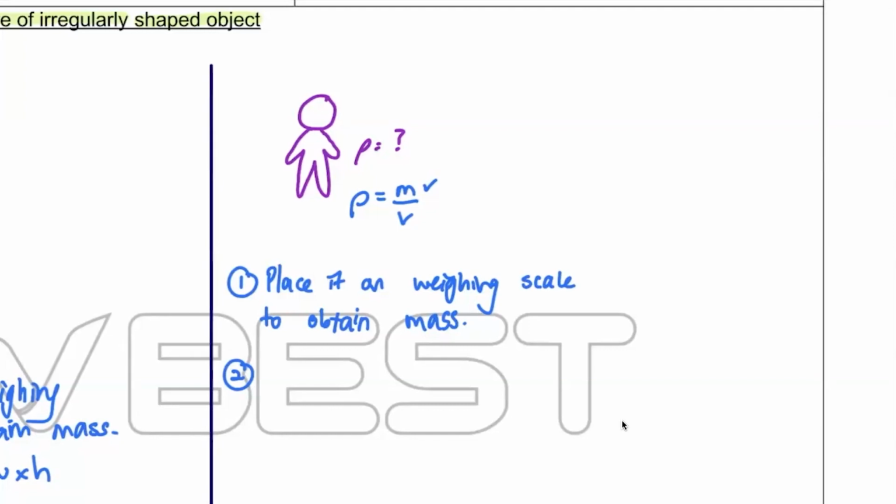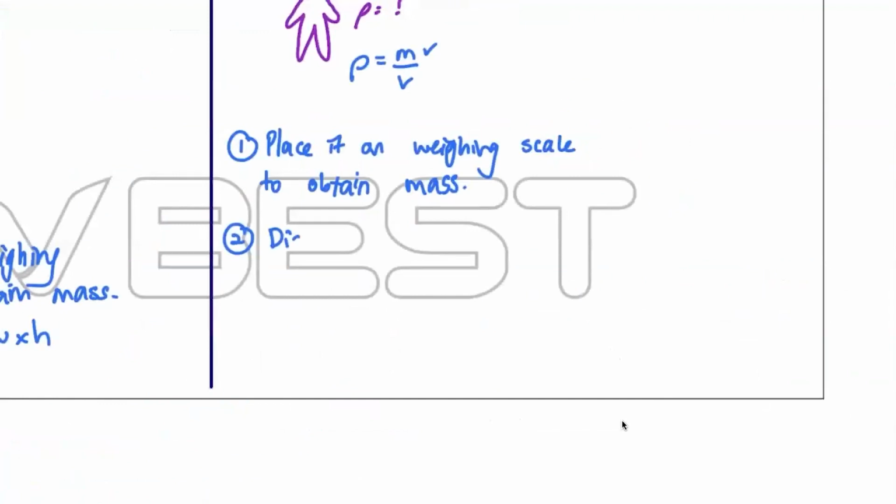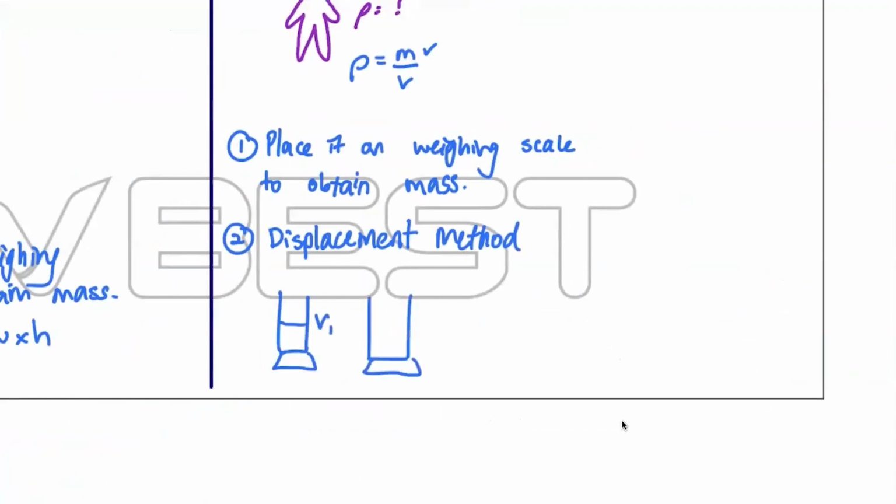Sounds very fancy, but actually very simple. This displacement method, discovered by Archimedes, is where I prepare a cylinder with some volume. I read volume 1, and I throw the Jingwei statue inside. So that's volume 2. And to get the volume of Jingwei, we just use volume 2 minus volume 1. So from the displacement method, I'll be able to obtain the volume of the statue already.